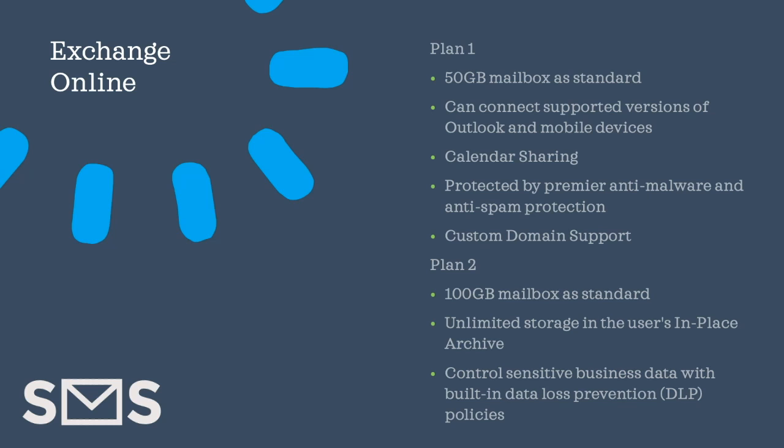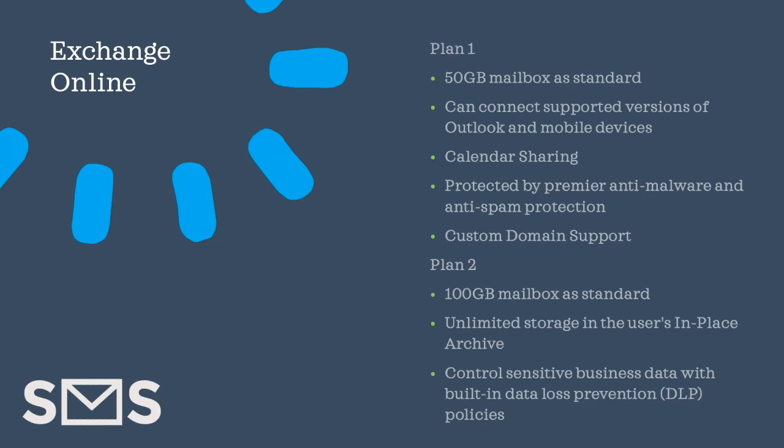So Plan 2 is basically the same, with the same benefits. However, you get an increased mailbox size. You get a 100 gig mailbox as standard, and you get unlimited storage in the user's in-place archive. This is basically the archive that I previously mentioned. You can set up tags that will move data from your mailbox into the archive, and that's basically an unlimited plan.